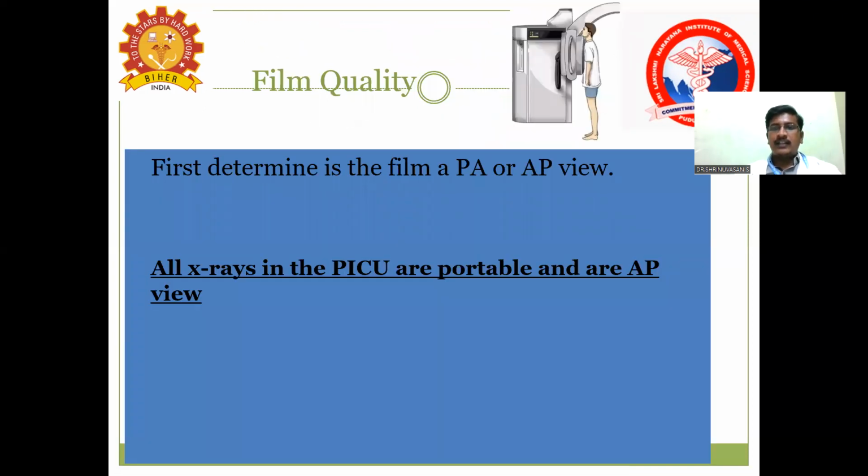So film quality. How to assess the film quality? Most normal patients we take in PA view, and for debilitated patients, trauma patients and pediatric patients, we take AP view. And most of the X-rays we take in ICU, PICU, everything is portable.